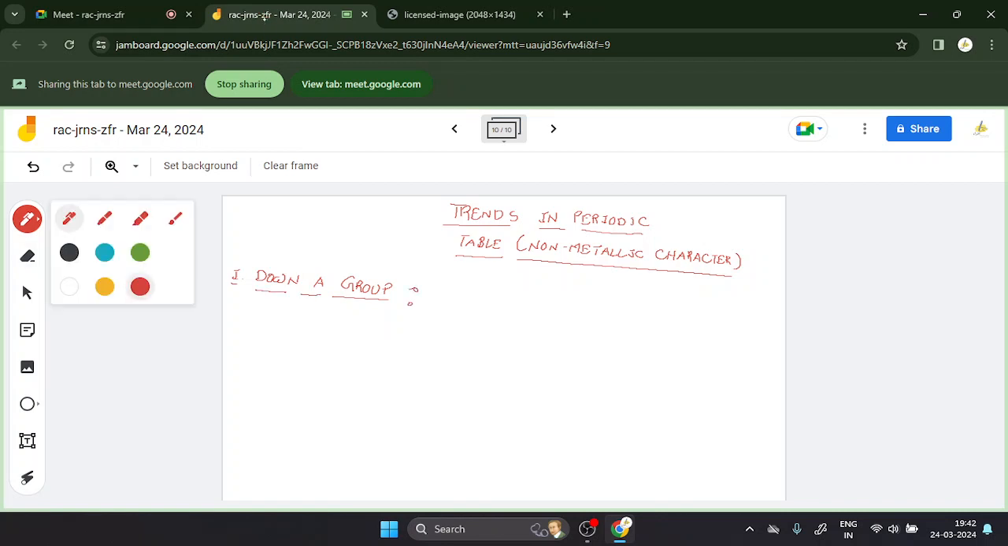So down a group, what happens? When we go down, the number of shells will increase, right? And when the atomic size increases, new shells will be there. The nuclear charge will also increase, but the atomic size effect will be greater, therefore non-metallic nature will decrease. We can say metallic character will increase. We can also say the opposite. Right or wrong? Right. So non-metallic nature decreases.